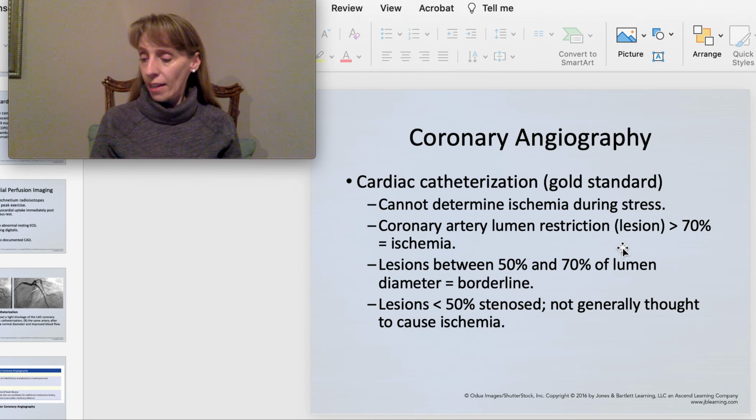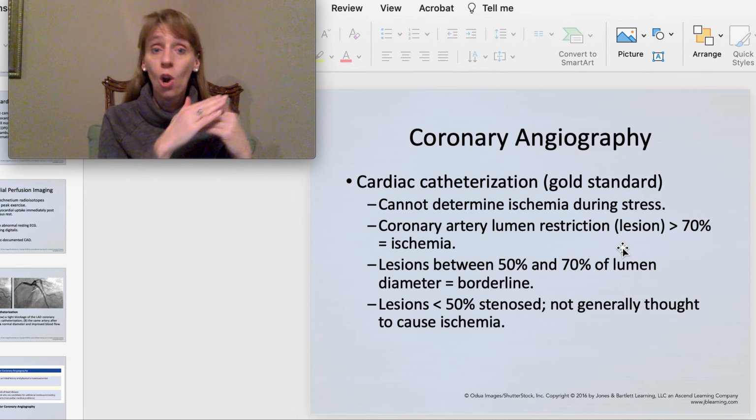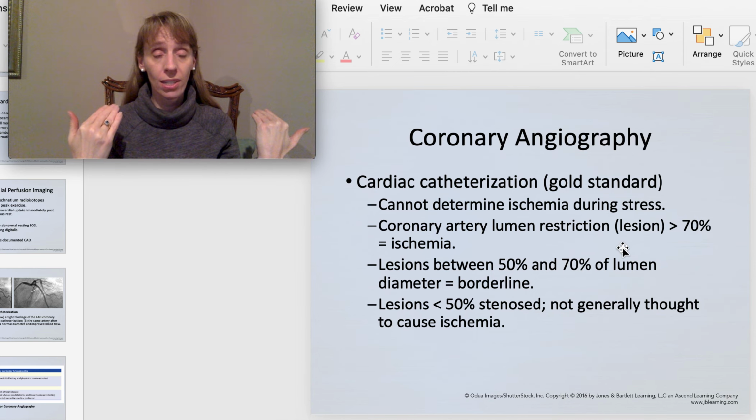When you're looking at the coronary angiogram, cardiac catheterization, again, it's the gold standard. It gives us so much good data. Perhaps we cannot determine ischemia during the stress test, so the stress test doesn't do its job at giving us the data that they wanted. So after a stress test, they could order the angiogram. Or they could skip the stress test altogether and just go straight to the angiogram.